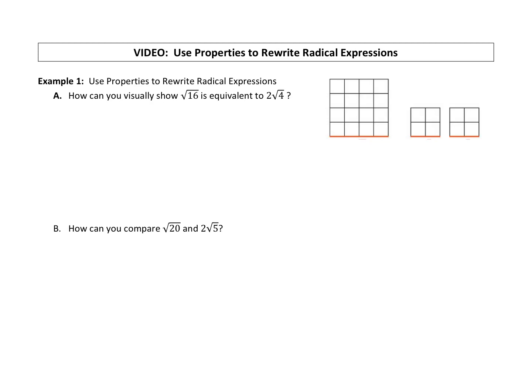All right, in our first video, we're going to look at some visual representations of radical expressions. So how can you visually show that the square root of 16 is equivalent to 2 times the square root of 4? So here is a square, and we can see it has 1, 2, 3, 4, 4, 4, 4. It has 16 total units.